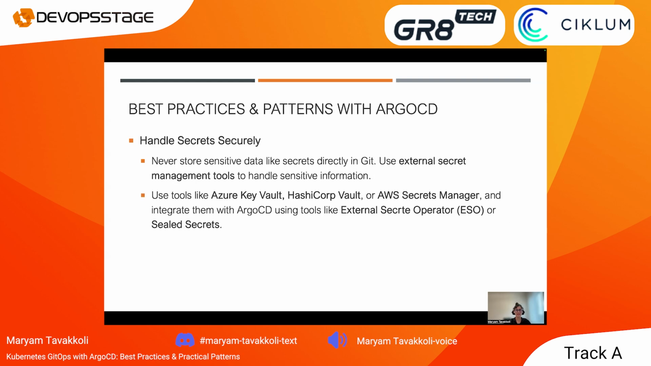And then the last one that we want to talk about, and very important one, is about handling secrets securely. So you shouldn't store sensitive data such as secrets in your Git repo, even though you are defining all the desired states in Git. You shouldn't store secrets. So what should we do? How can we pass secrets? You should use the external secret management tools. You can use Azure Key Vault, HashiCorp Vault, or AWS Secrets Manager.